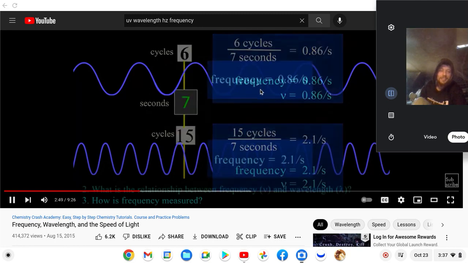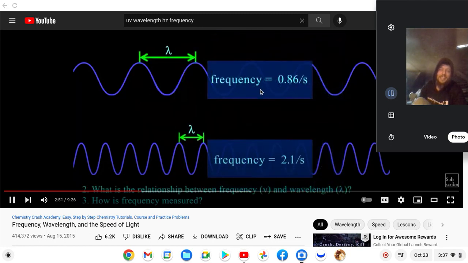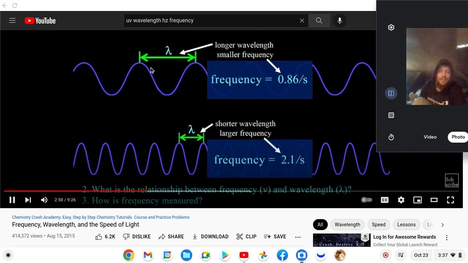So here we get a better view of the negative relationship between frequency and wavelength. The longer the wavelength, the smaller the frequency, and the shorter wavelength has a larger frequency. They have an inverse relationship.